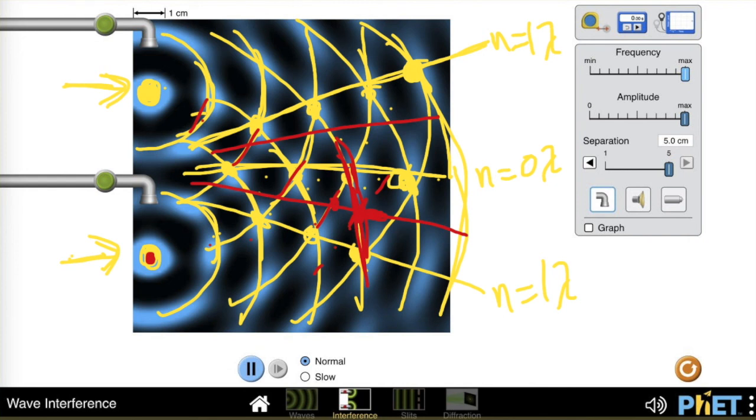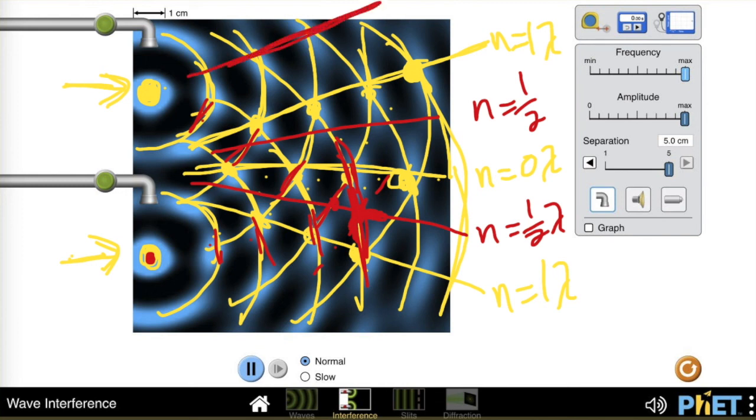Okay, so the difference here is that we have 1, 2, 3, 4 away from that, and 1, 2, 3, 4 and a half away from that. So what's the n? The n is actually half of a wavelength. This n right here would also be half of a wavelength. We could have another nodal line out here somewhere, and this would be n equals 1.5 wavelengths. So your nodal lines are half wavelength path differences between those 2 points, and your antinodal lines are full wavelength differences between them.